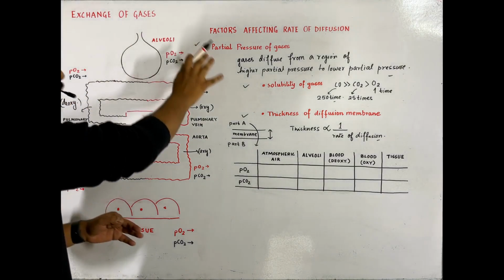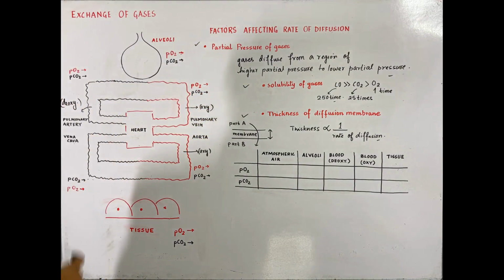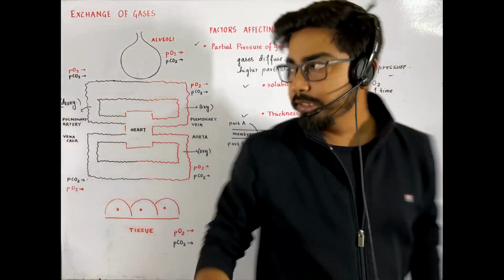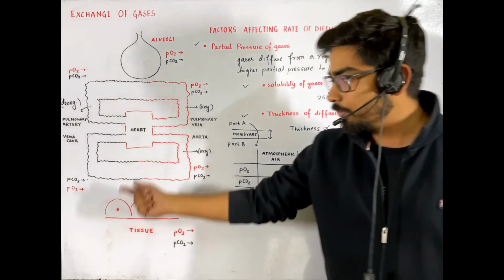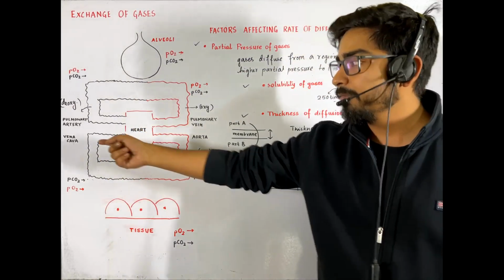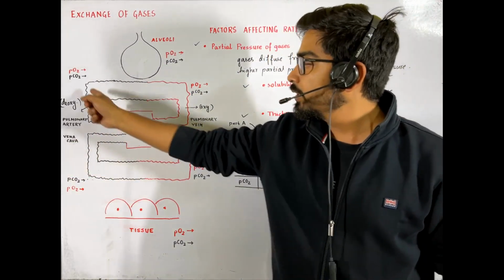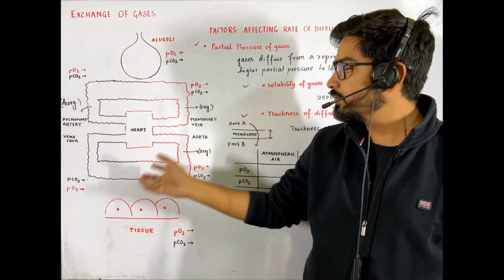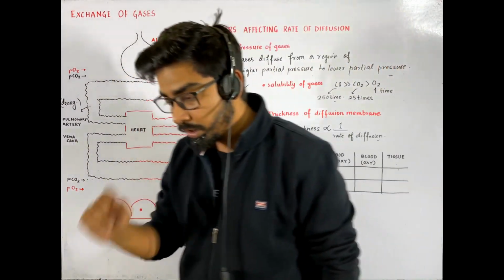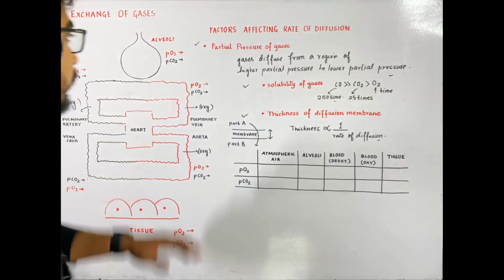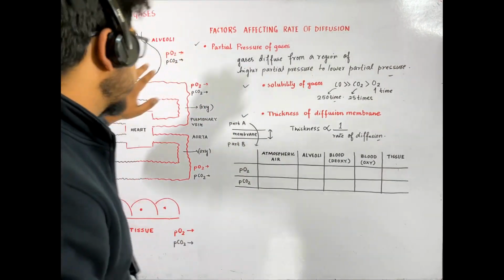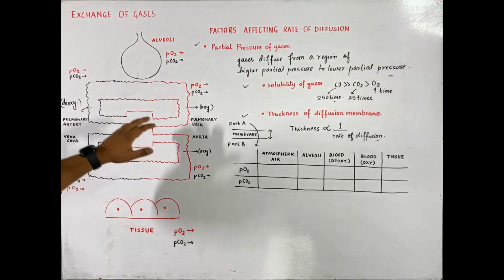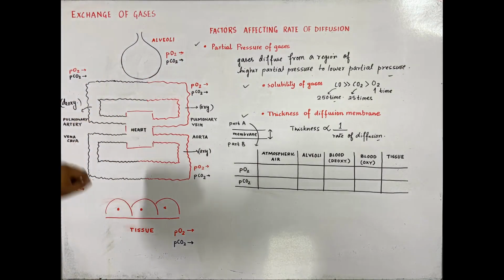From the lungs, oxygenated blood enters the heart again. From the heart, the oxygenated blood is taken to the tissues, and from tissues, carbon dioxide is taken to the heart by vena cava, and this again goes to the lungs. So this is related to the circulatory system, but I want to explain you the mechanism of exchange of gas, which is related to the partial pressure. Okay, so let me consider the first case, that is pulmonary artery.